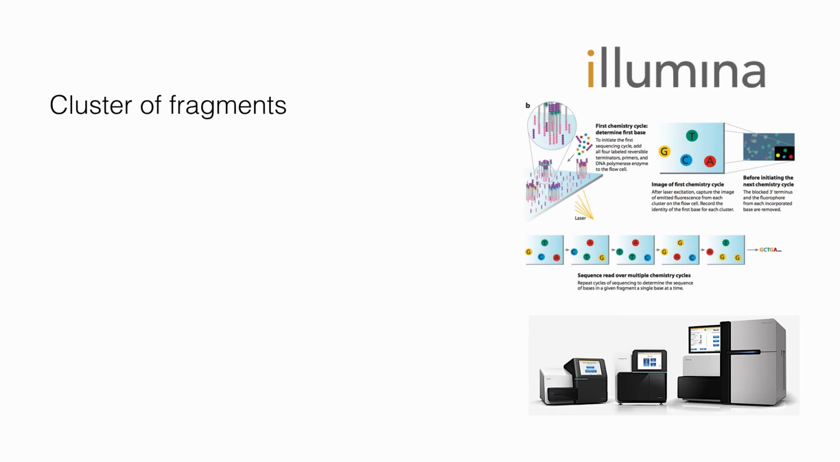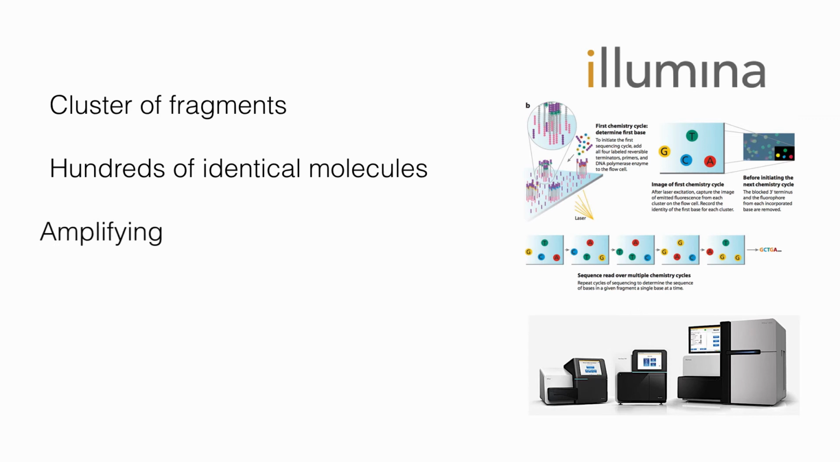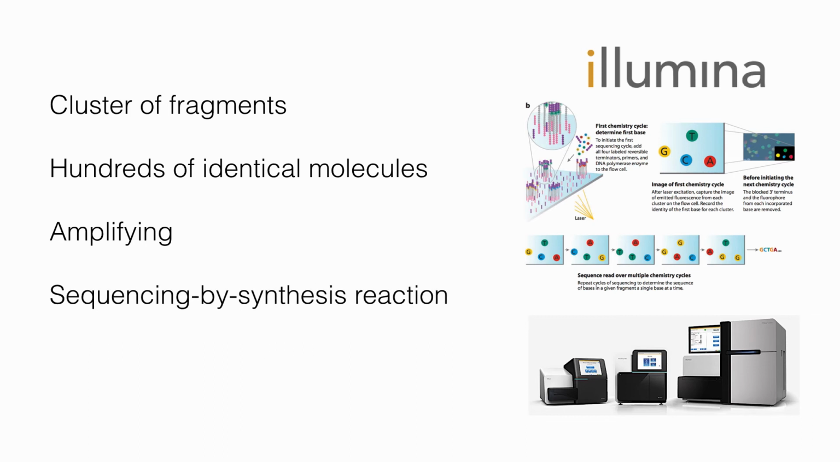A camera will detect fluorescence not from one, but from hundreds of identical molecules in the cluster, amplifying the signal hundreds of times. The universal sequencing primer is then hybridized to the free end to initiate the sequencing by synthesis reaction, detected by a camera step by step. Each flow cell produces 100 to 200 million spatially separated clusters.